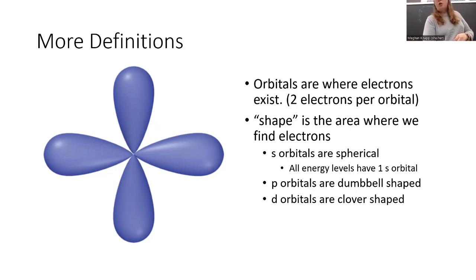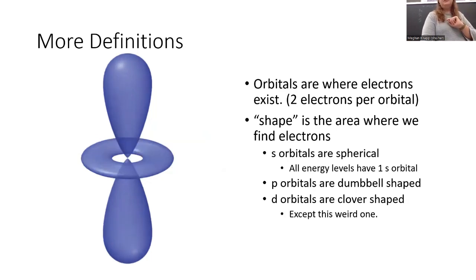There are 4 that look like this, but the d orbitals is the one that has one shape that is different. So except this weird one, need to do it on your slide, except this weird one. So there are 4 that are 4-leaf clover shape, and then one that looks like that. So it kind of looks like a p orbital that has a ring around it, a donut around it. I call it the ring of Saturn.